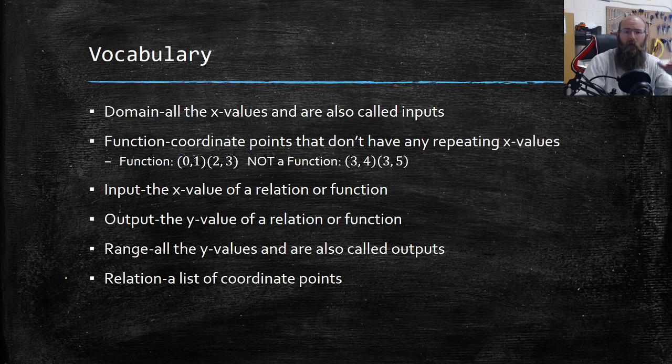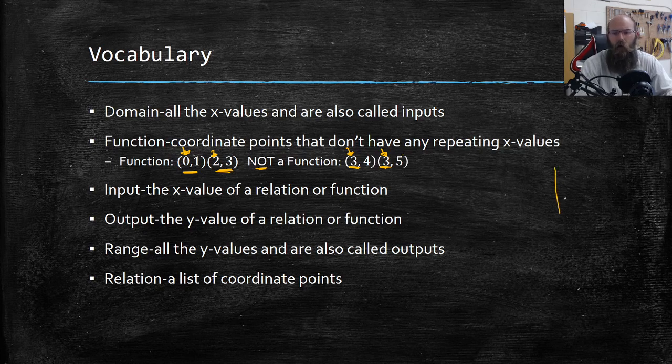So, domain, it's all of our x values. They're also called inputs. And then we have functions, and they're really just coordinate points that don't have any repeating x values. Like that example here, right? 0, comma 1, and then 2, comma 3. 0 only happens once, 2 only happens once. So we're fine, that is a function. Now let's look over at the not a function part. I have a 3, comma 4, and then a 3, comma 5. Since that 3 happens twice in the same group of coordinate points, it doesn't pass. It fails. It's not a function.